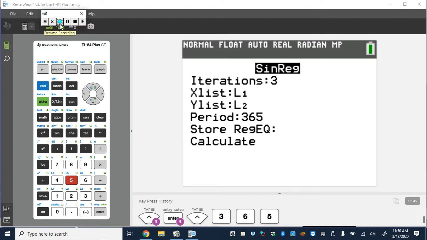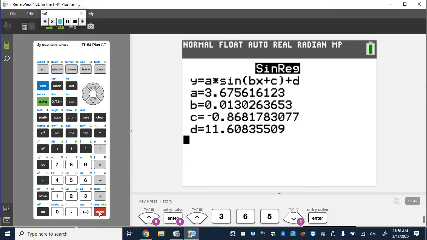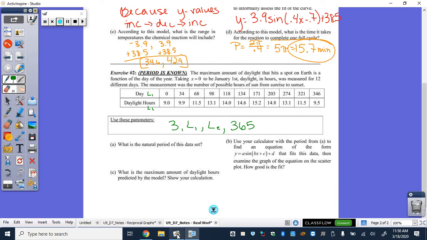Okay, so here we are. Typed in my numbers, went to do my sine regression. So again, iterations of 3, L1, L2, and again, I know my period. I'm going to put in my 365 and then I'm going to hit calculate. So here are my numbers to be able to write my equation. So natural period again for this one is 365 because it's talking about the days of the year.